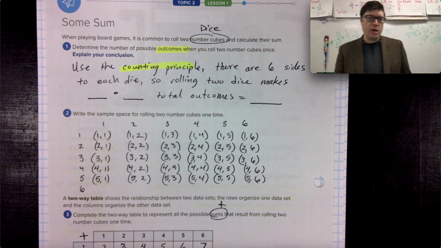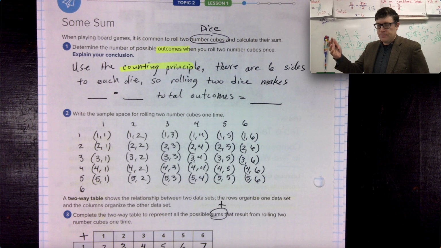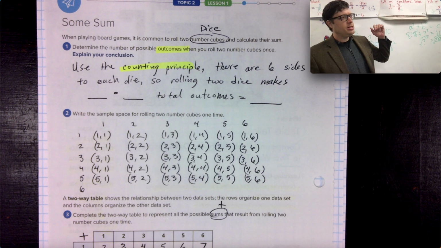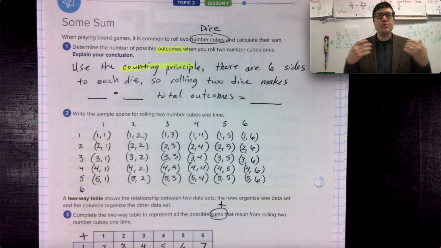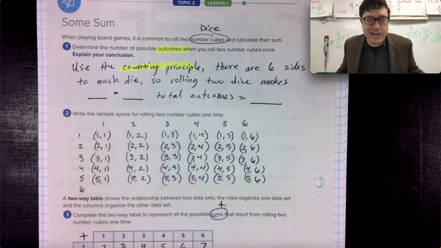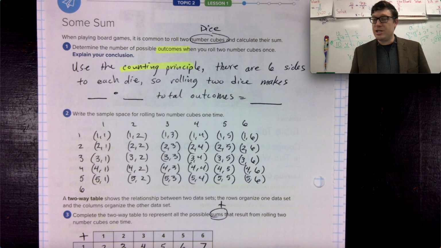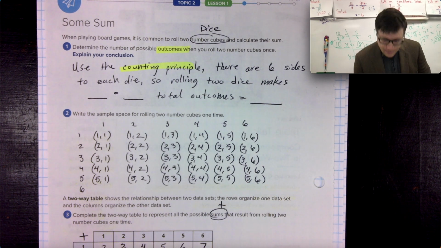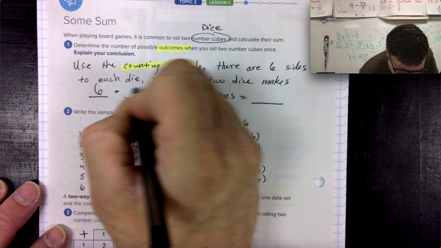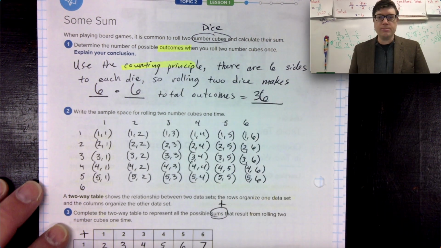So what is the counting principle? The counting principle says if you have 5 options for your first outcomes and you have 6 outcomes for your second, you just multiply them because that's the total number of things you get from the combination of those two. Since there are 6 sides to each die, dice is plural, die is 1, rolling 2 dice makes 6 times 6, that's 36 total outcomes.